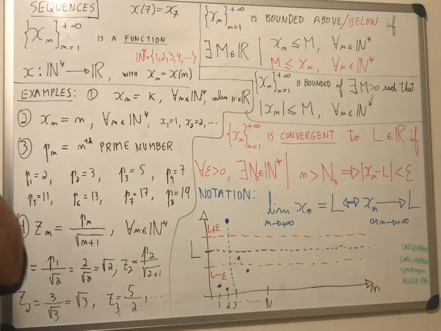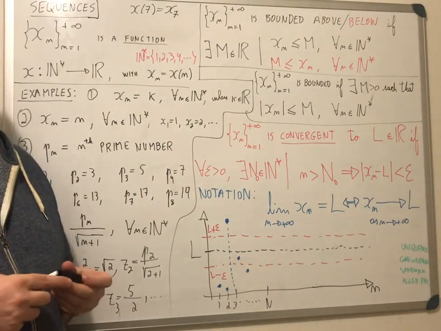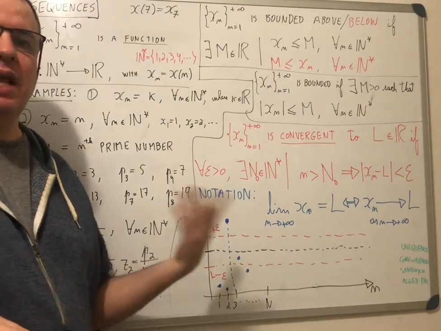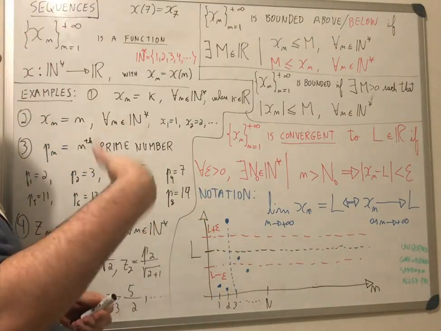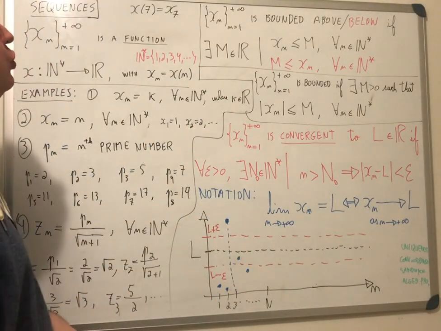And it goes forever, okay? So these are infinite sequences. They go on forever and ever and never stop. So we have infinitely many values.